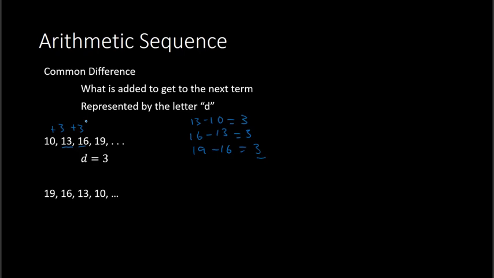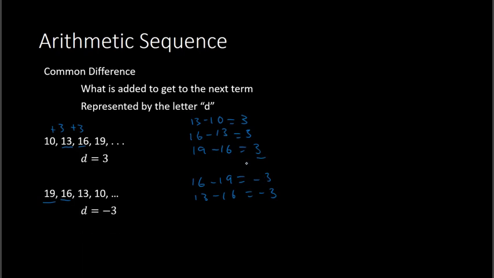So if we had 19, 16, 13, 10, etc., there are two ways of thinking of it. I could take 16 minus 19 to find the common difference, and that would be negative 3. 13 minus 16 is also negative 3. So the common difference would be negative 3.